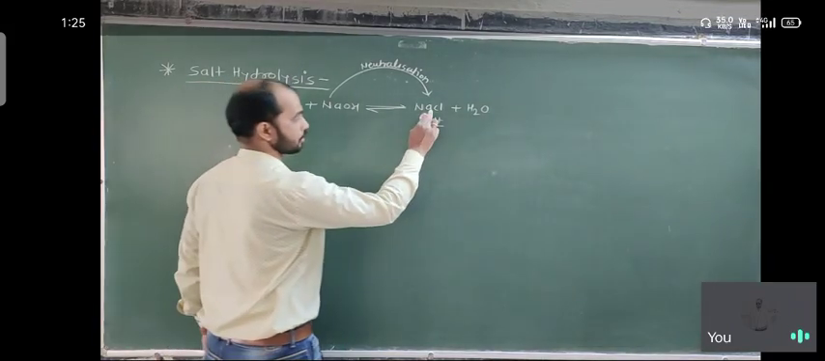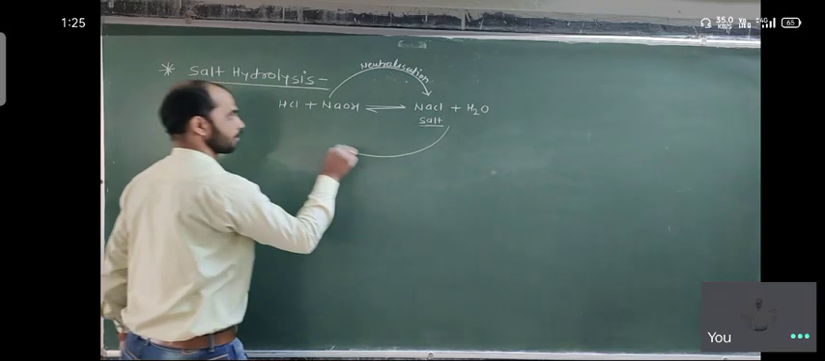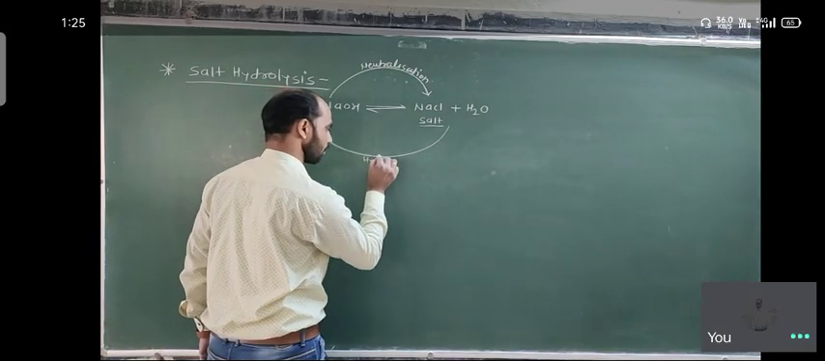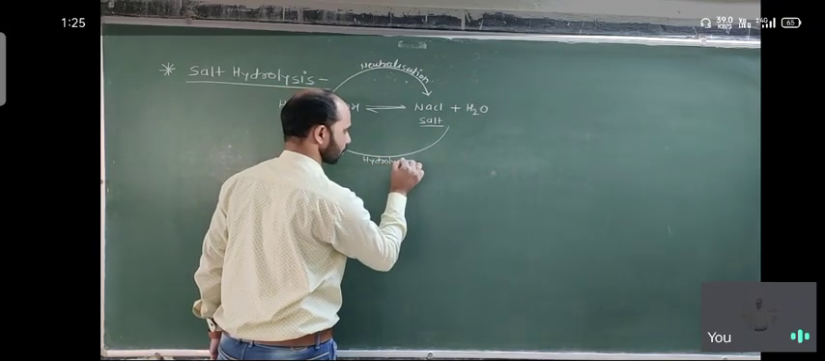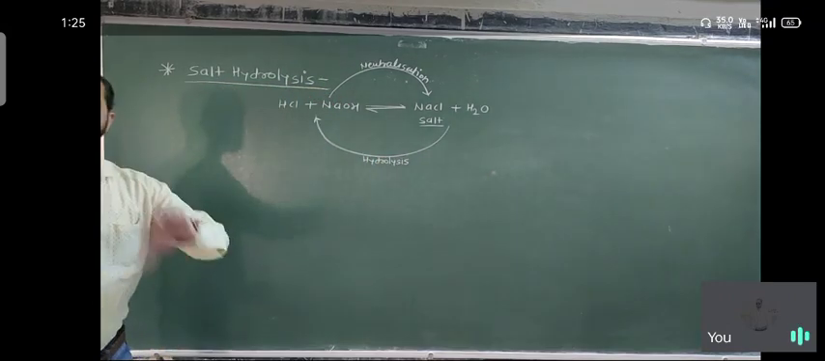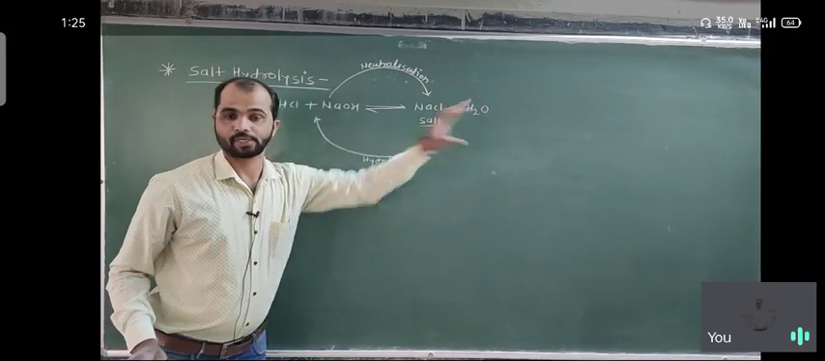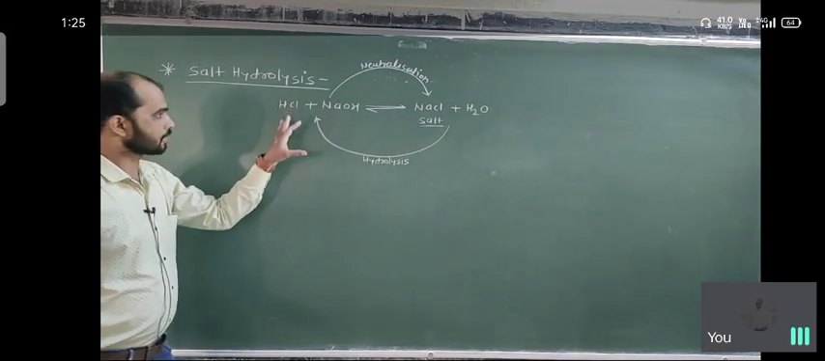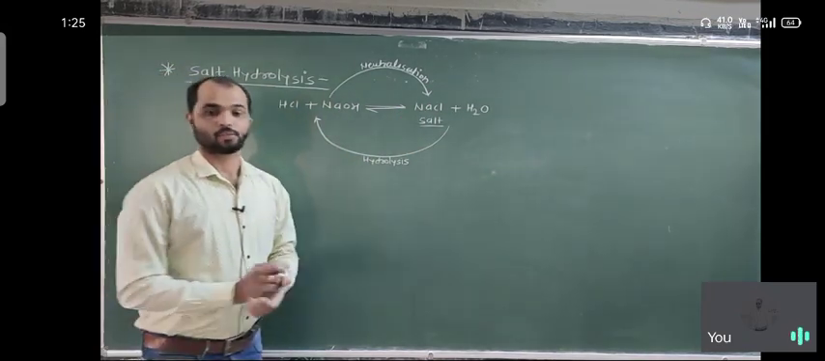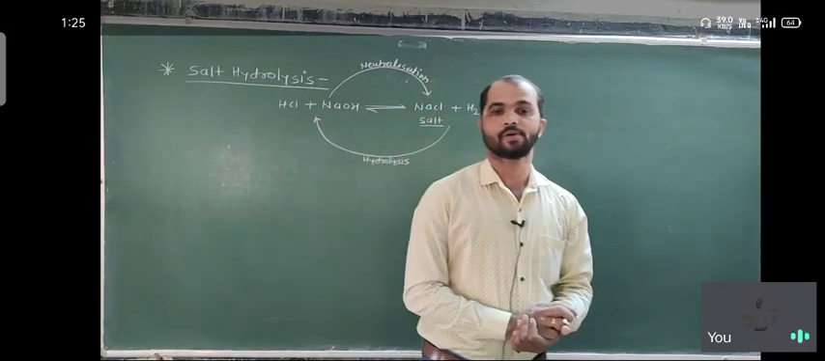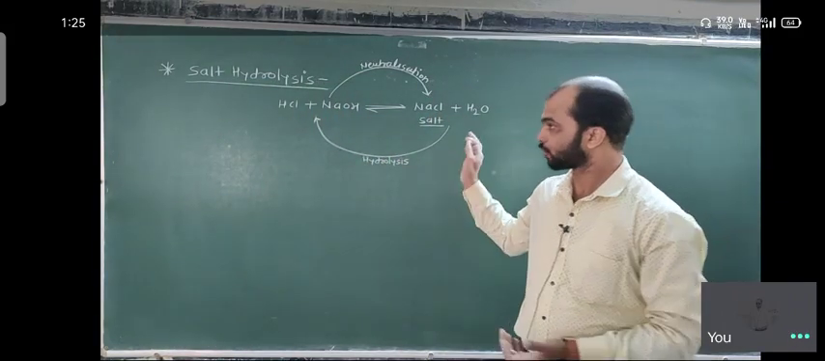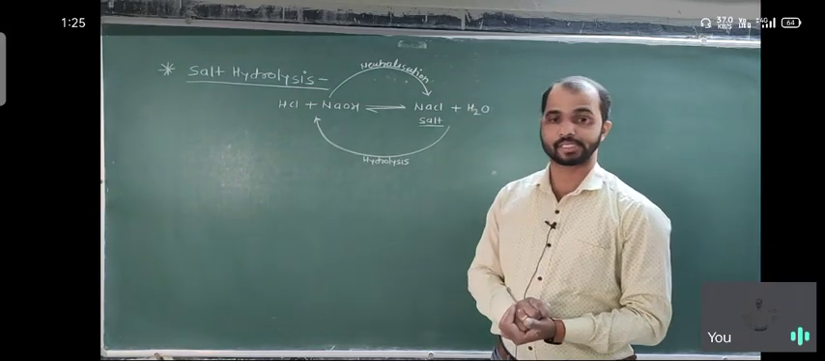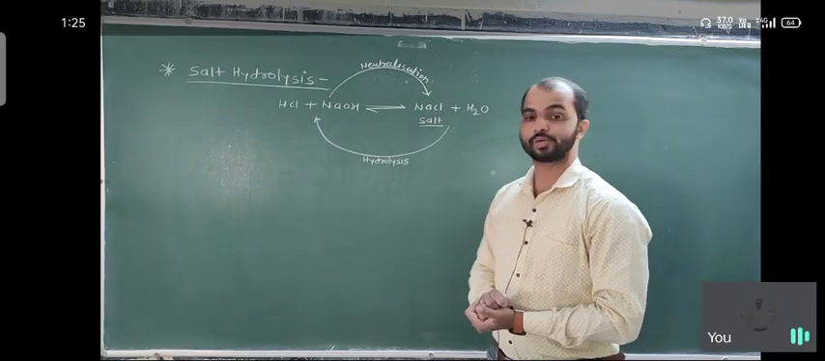But when the salt and water react together, it is the hydrolysis. So the product of neutralization is salt plus water, and the product of salt hydrolysis is acid and base. Meaning when salts are hydrolyzed, they form an acid and a base. Due to this, the solution becomes more acidic or more basic. That will be important, so we are going to discuss this.